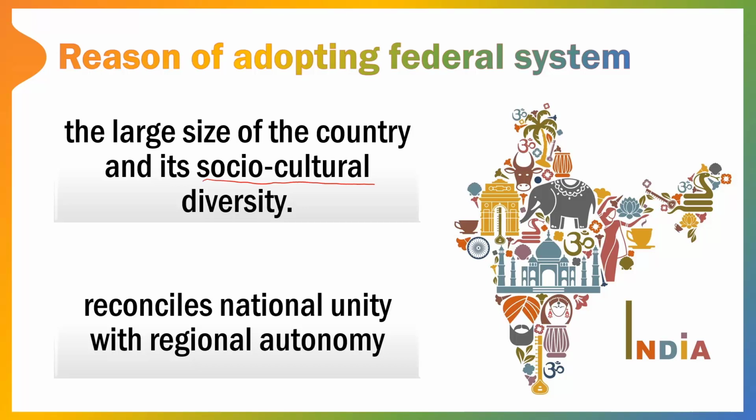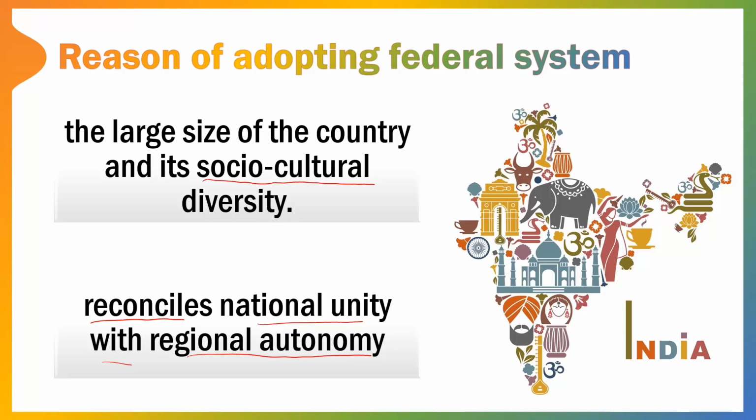As per the constitutional framers, the second most important reason to adopt the federal system was that they realized the federal system not only ensures the efficiency of the government of the country, but it also reconciles national unity with regional autonomy. That means regional autonomy will remain, state-wise autonomy will remain, but our basic feature of one Bharat, that is one India, will also be maintained.